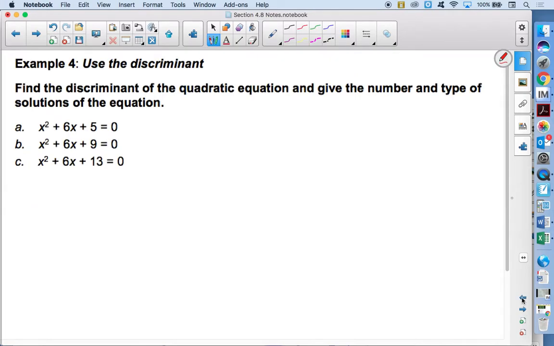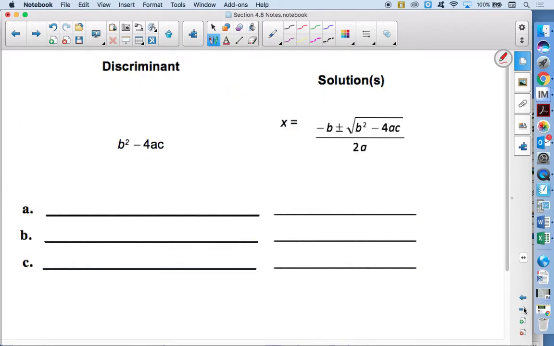So our first one says x squared plus 6x plus 5 equals 0. To find the discriminant, we're taking b, which is 6, and squaring it. This is just the little part underneath the square root. Minus 4, a is 1, and c is 5.